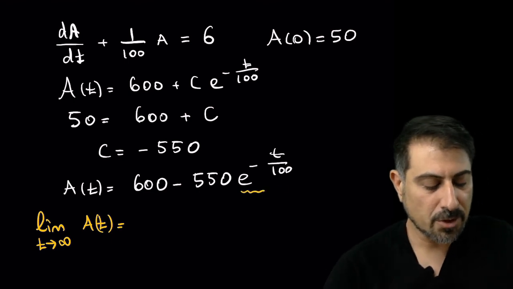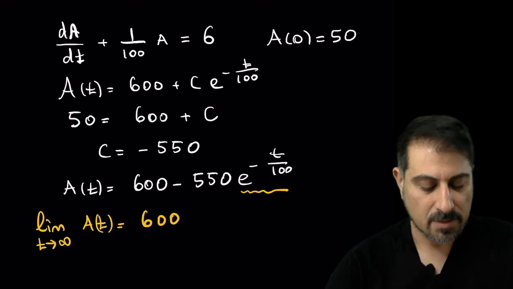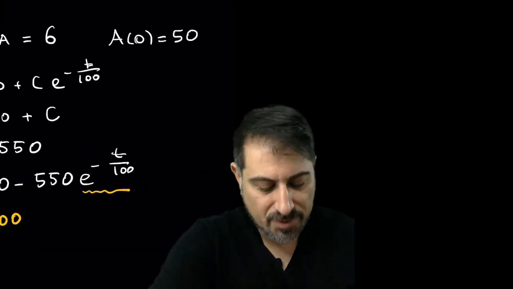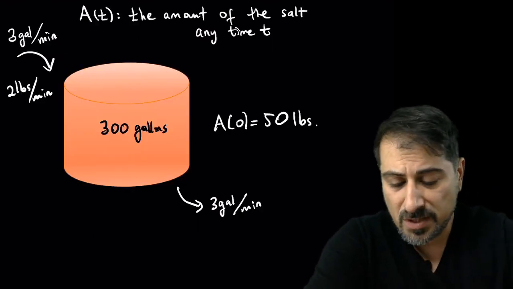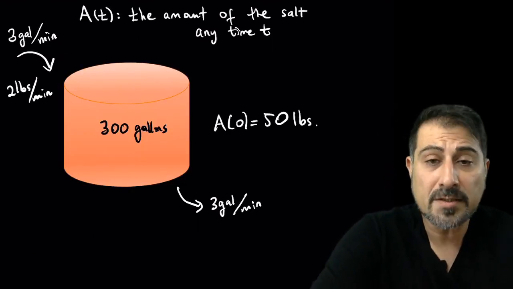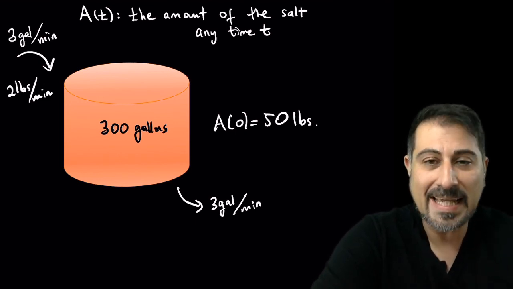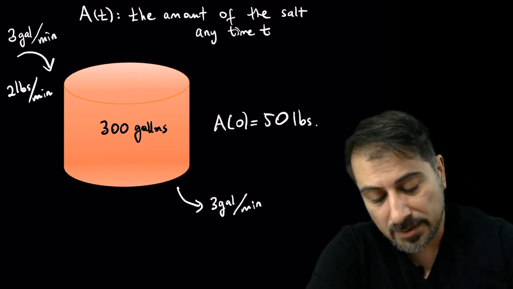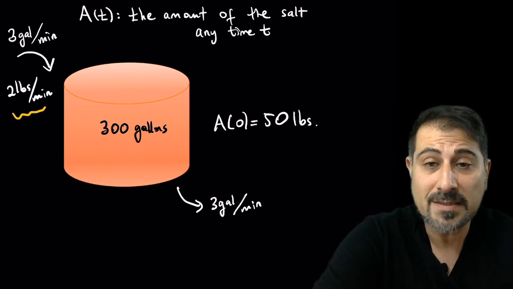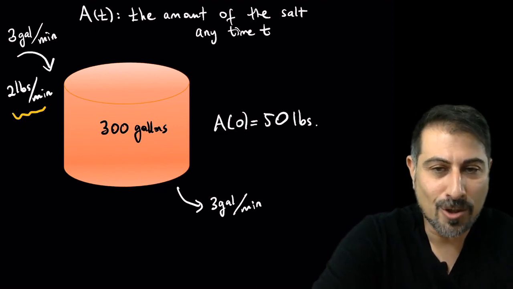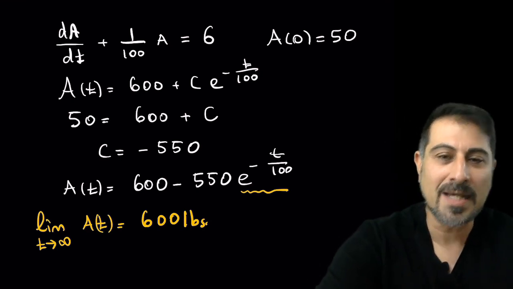As you see, this term is going to approach 0, and that's going to make this limit 600. Right, this is in pounds, and this is pretty much expected because we have 300 gallons of a brine solution in the tank, and constantly we are pumping in a brine solution at a rate of 2 pounds of salt per minute. So eventually, after a long time, the amount of salt in the tank is going to make it to 600 pounds.